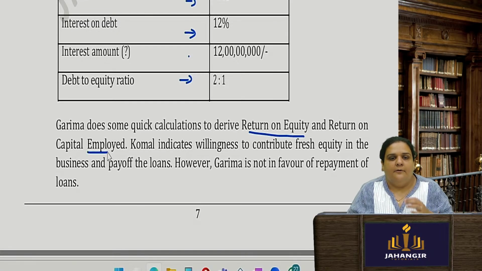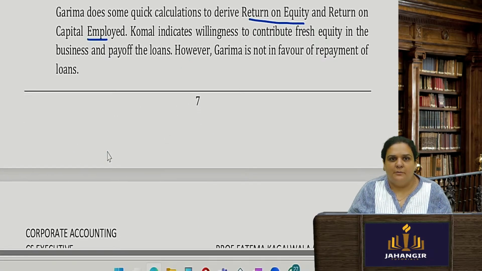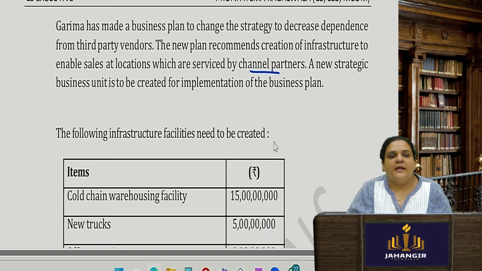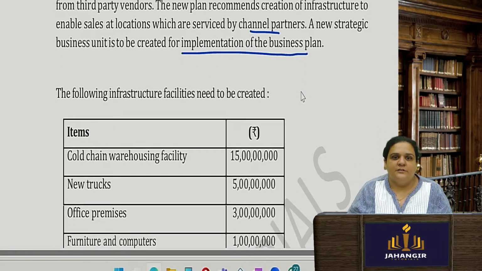Garima does some quick calculations to derive the return on equity and return on capital employed. Komal indicates willingness to contribute fresh equity in the business and pay off the loans. However, Garima is not in favor of repayment of loans. Garima has made a business plan to change this strategy to decrease dependence on the third-party vendors. The new plan recommends creation of infrastructure to enable the locations which are serviced by channel partners. A new strategic business unit has to be created for implementation of this business plan.